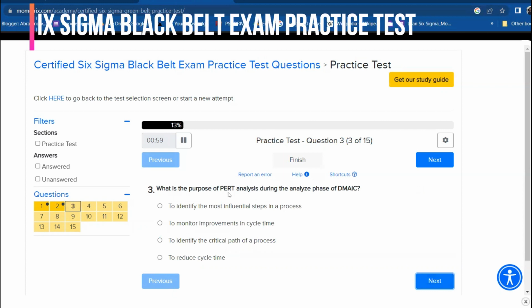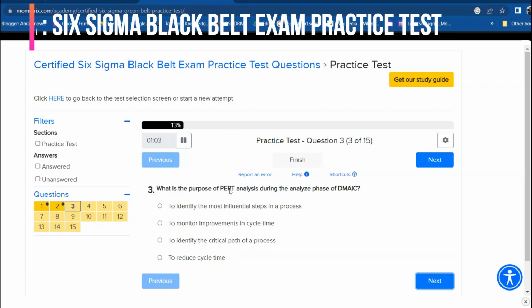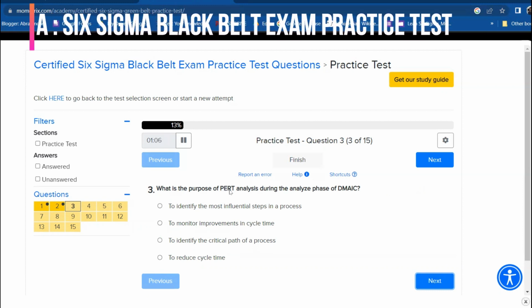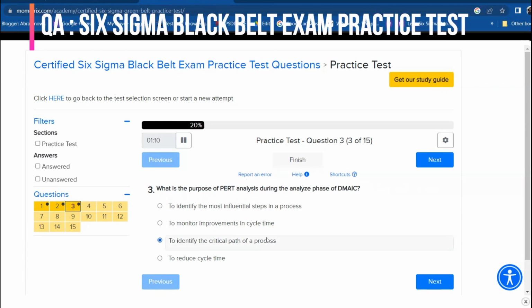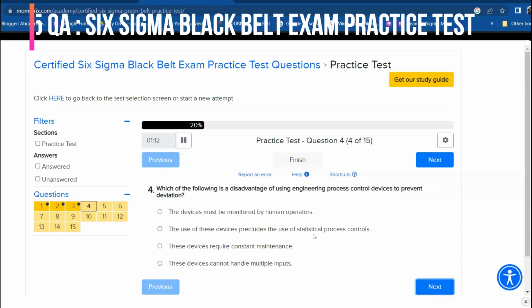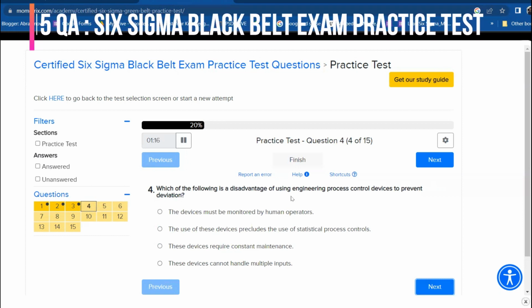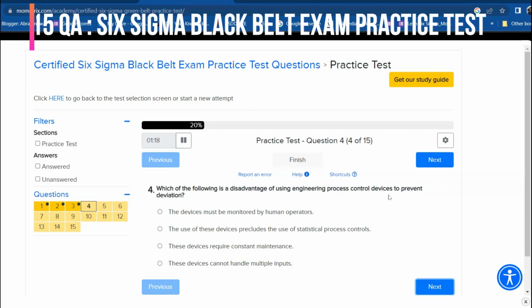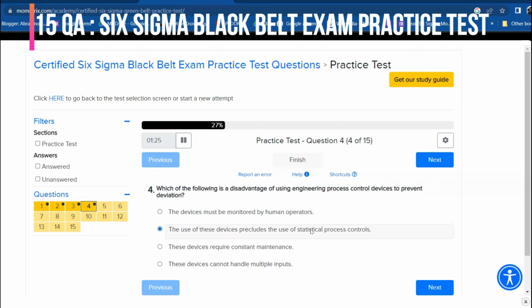What is the purpose of PERT analysis during the analysis phase of DMAIC? PERT I have explained in the previous video, and it is to find out the critical path of a process. Let's go to the fourth one. Which of the following is a disadvantage of using engineering process control devices to prevent deviation? The use of these devices precludes the use of statistical process control. I think this could be an answer.